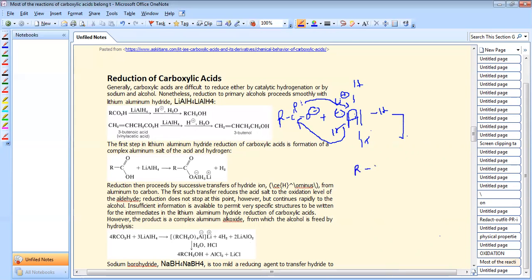So thereby what we get: R, and here O double bond, and it already forms a bond with aluminum. That's why it acquires a positive charge, and this is H, and this is H. So it is minus and here plus. And here we have O minus and this one is H plus.